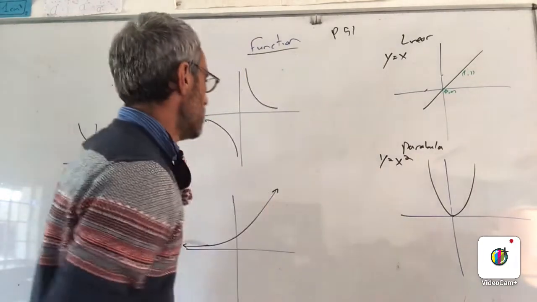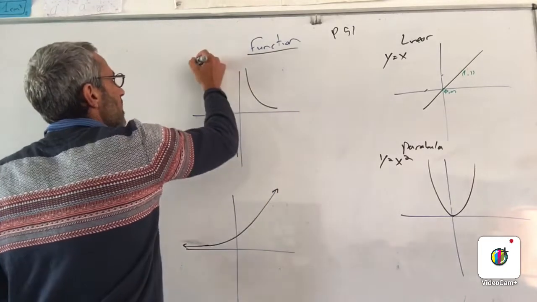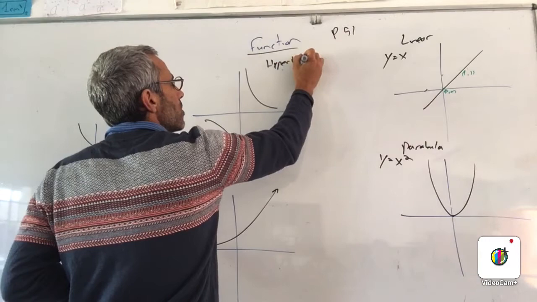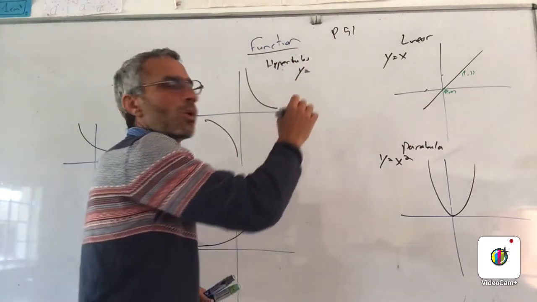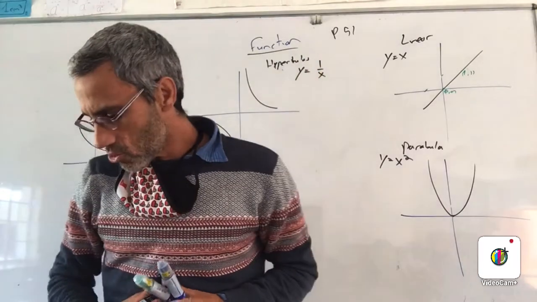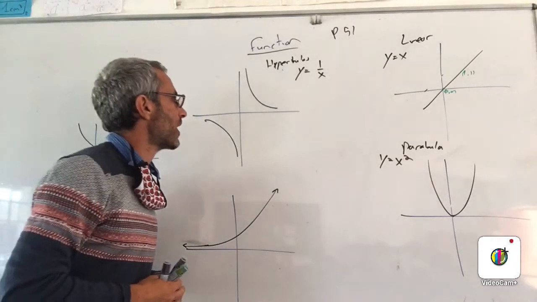Okay, cool. Now we're moving to the hyperbolas. These guys are hyperbolas, and they've got a funny way of being written. It's y equals 1 over x. Now this is quite new, this is quite different, but we have come across it.